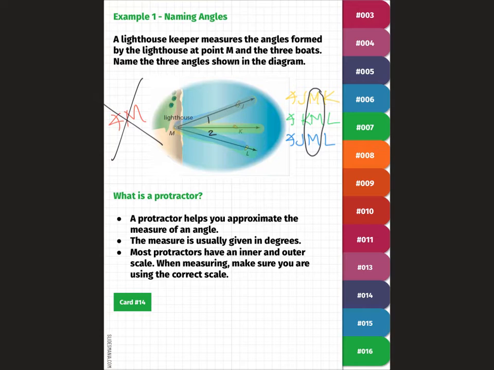Okay, moving on. What is a protractor? A protractor helps you approximate the measure of an angle. The measure is usually given in degrees, and in this class we will work in degrees. And most protractors have an inner and an outer scale, so when measuring you have to make sure that you are using the correct scale.